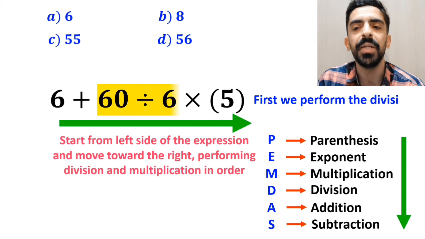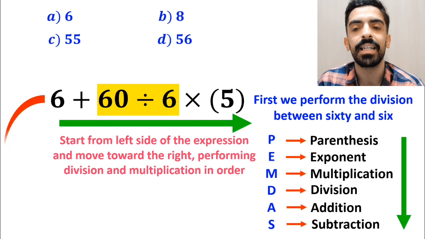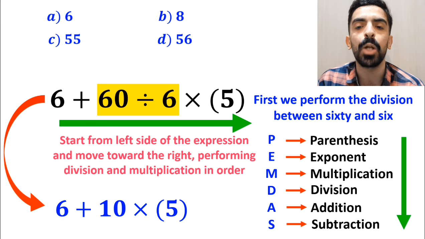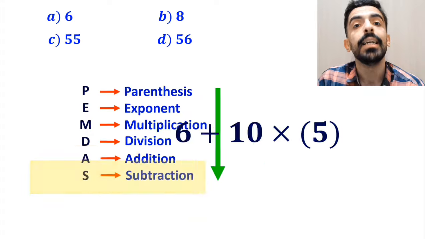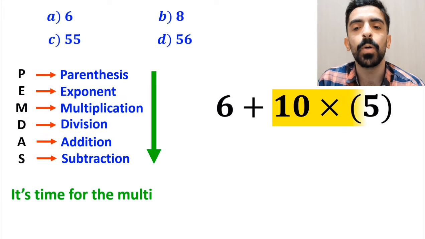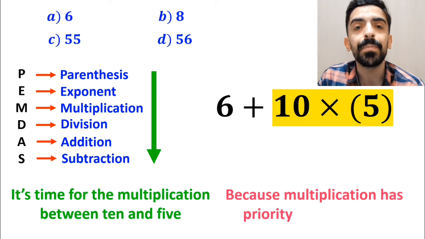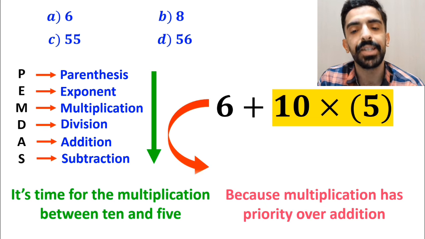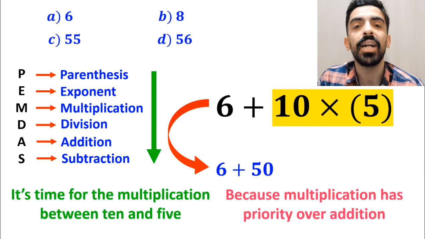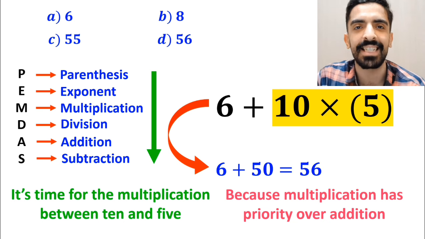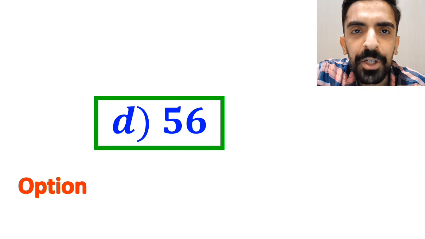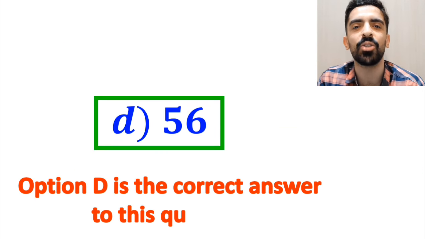So, first we perform the division between 60 and 6, which simplifies this expression to 6 plus 10 times 5. And the final step, it's time for the multiplication between 10 and 5, because multiplication has priority over addition. So, instead of this expression, we can write 6 plus 50, which ultimately gives us the answer 56. Therefore, option D is the correct answer to this question.